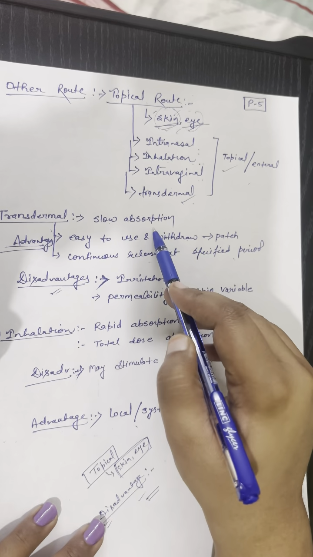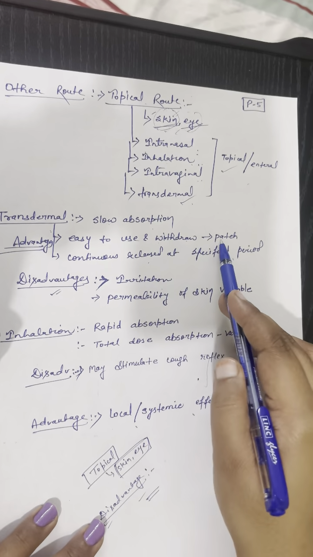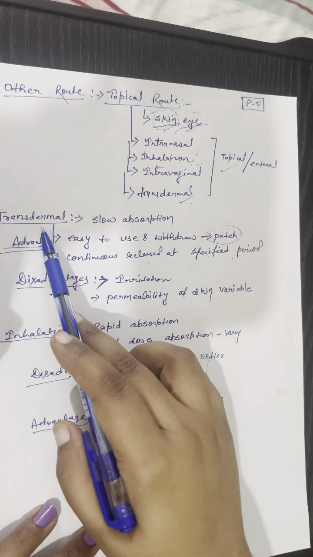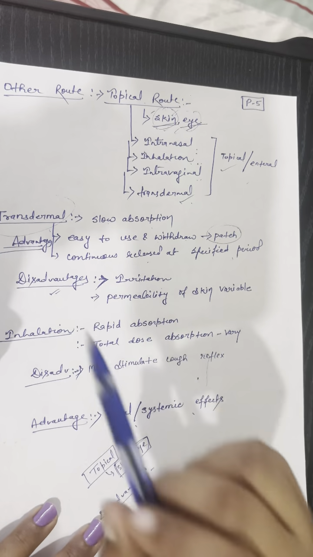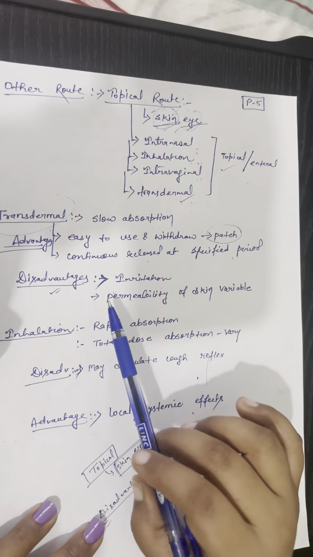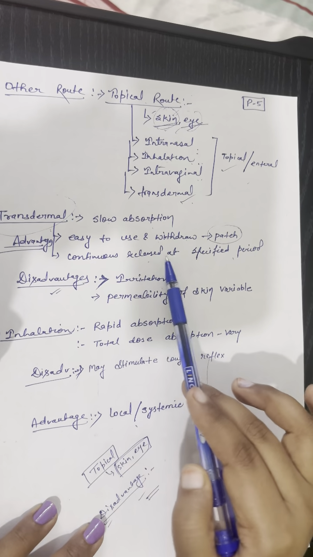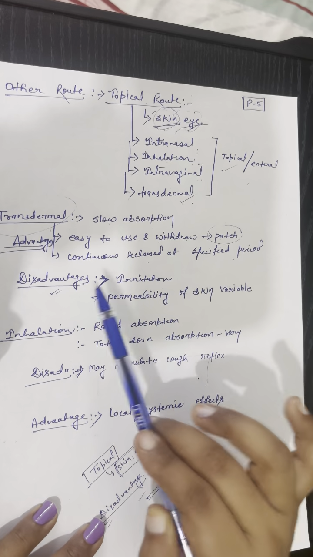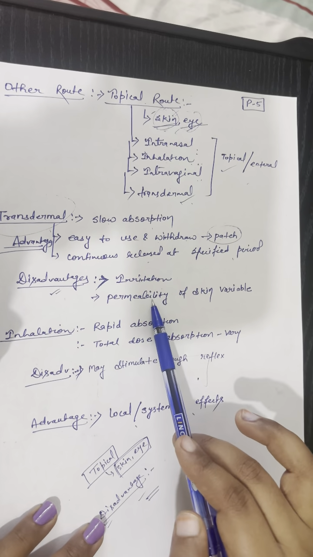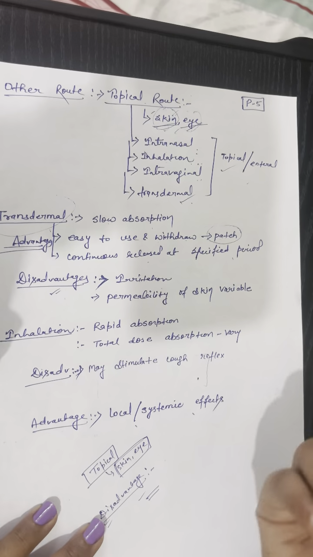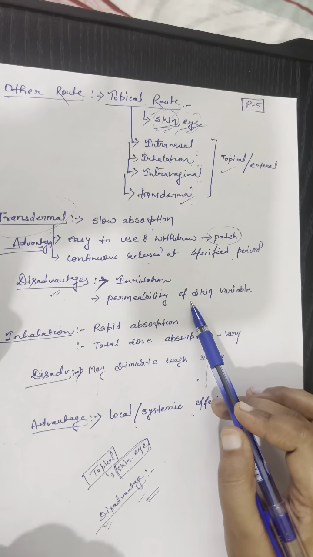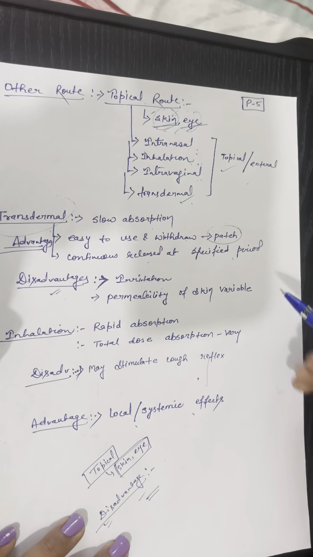Transdermal, slow absorption, easy to use or withdraw. Like a patch form for the transdermal route. Advantage, continuous release over a specific period. Disadvantage, it will cause irritation in some patients. Permeability of skin is variable, like if skin is more permeable then it will give more effect. If skin is less permeable and hard then it will give less effect.